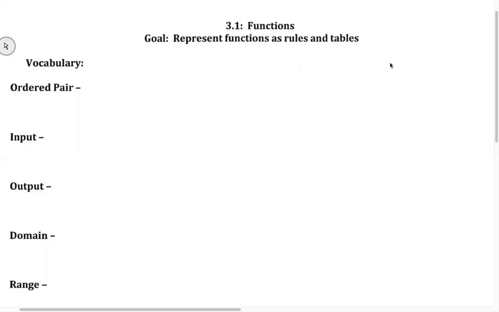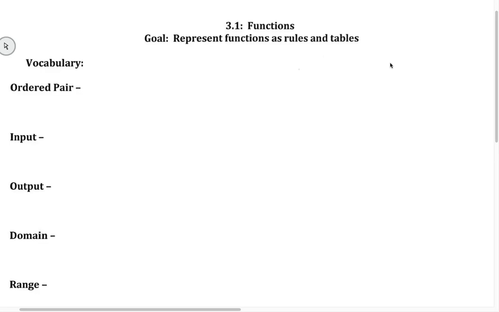All right, so 3.1 is on functions. This is all the vocabulary on functions. There's a ton of vocabulary, but a lot of it is just different ways we can call one thing, and you'll see what I mean.